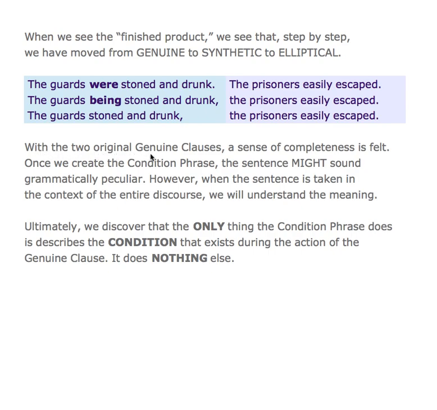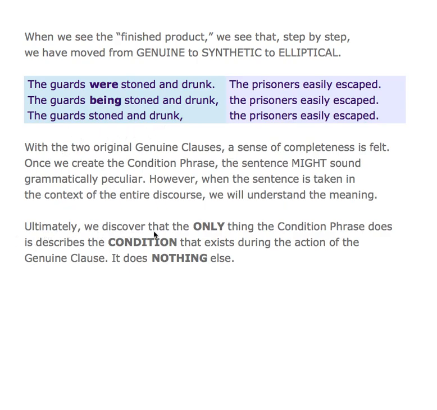With the two original genuine clauses, a sense of completeness is felt. Up here, a sense of completeness. Once we create the condition phrase, the sentence might sound grammatically peculiar. However, when the sentence is taken in the context of the entire discourse, we will understand the meaning. In other words, when someone's speaking and we know what the topic is and what the deal is, we will understand what he or she means when we hear the condition phrase.